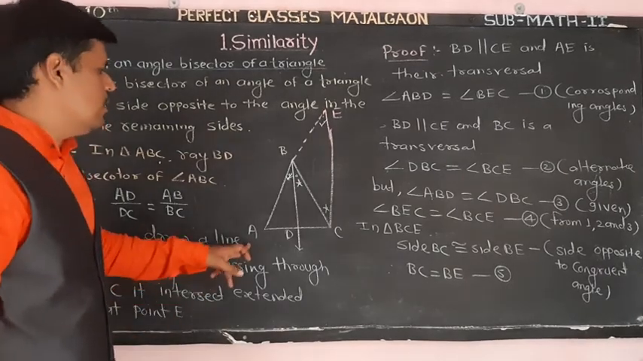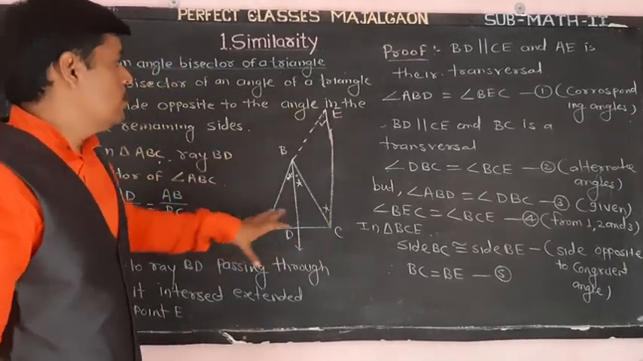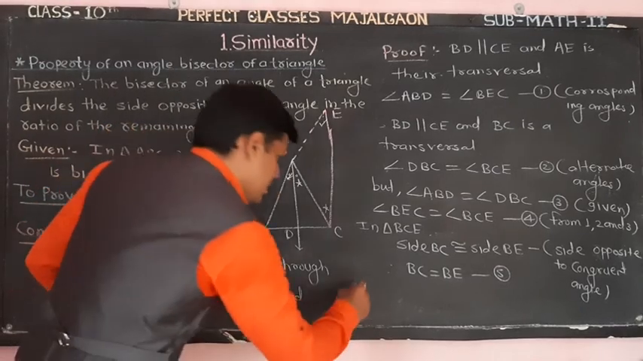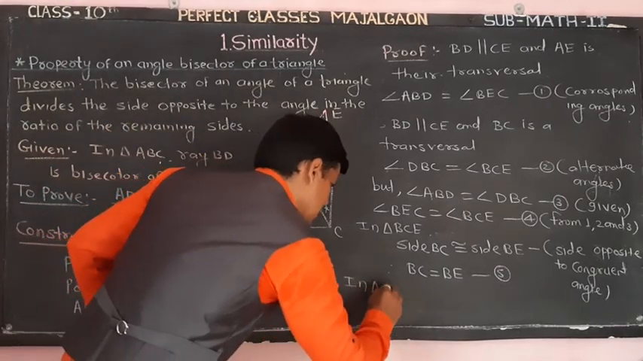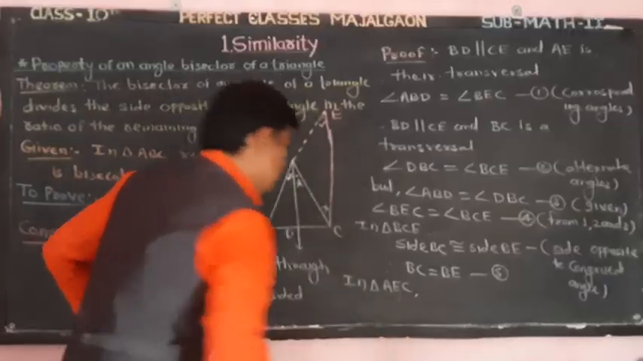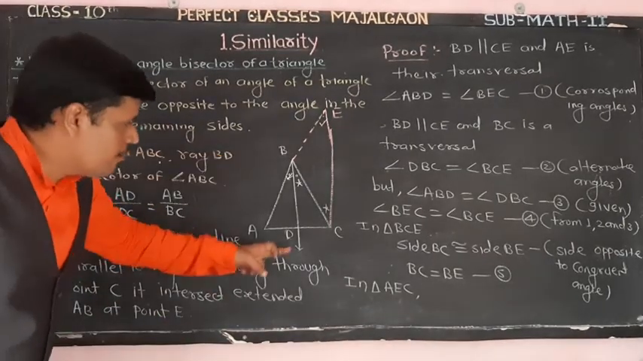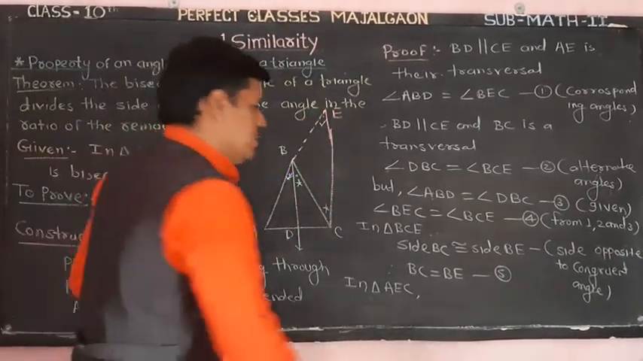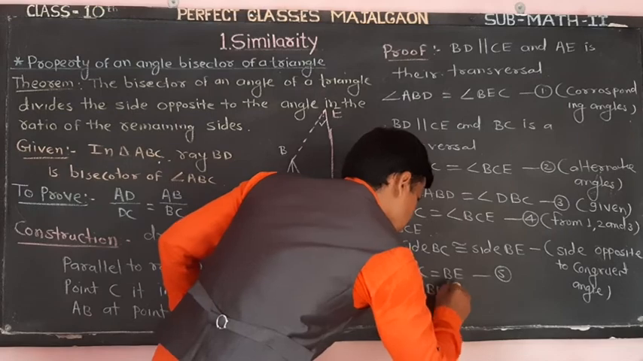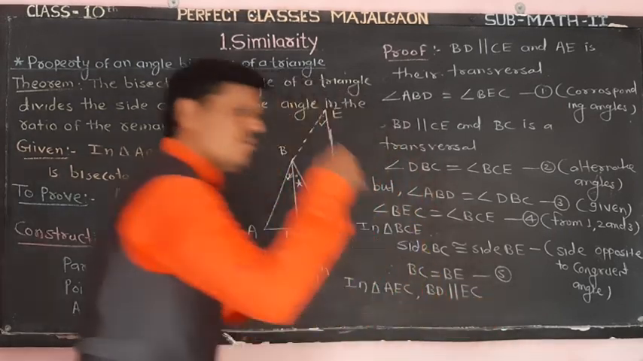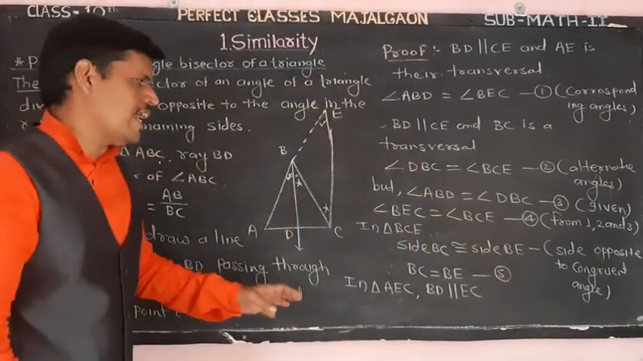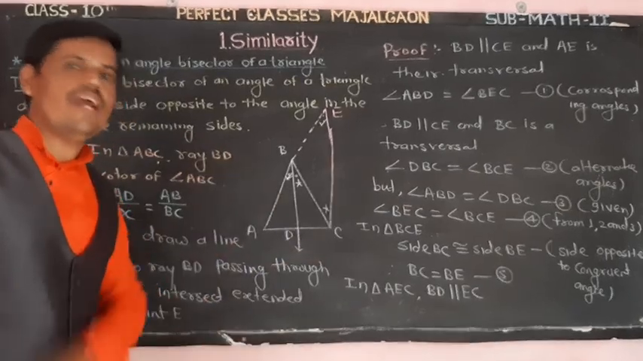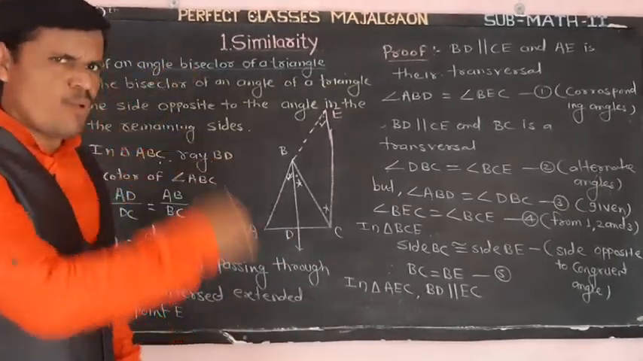Now take triangle AEC, the big triangle. In triangle AEC, BD is parallel to EC. If a line is parallel to a side of a triangle, it divides the remaining two sides in the same ratio. This is the basic proportionality theorem.